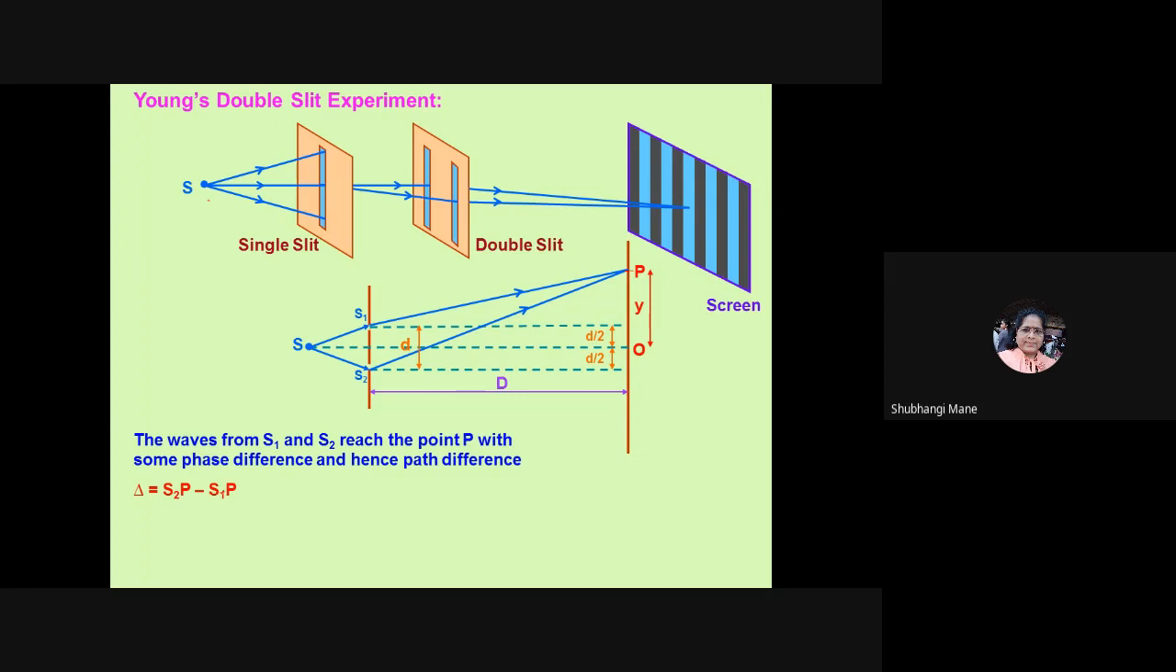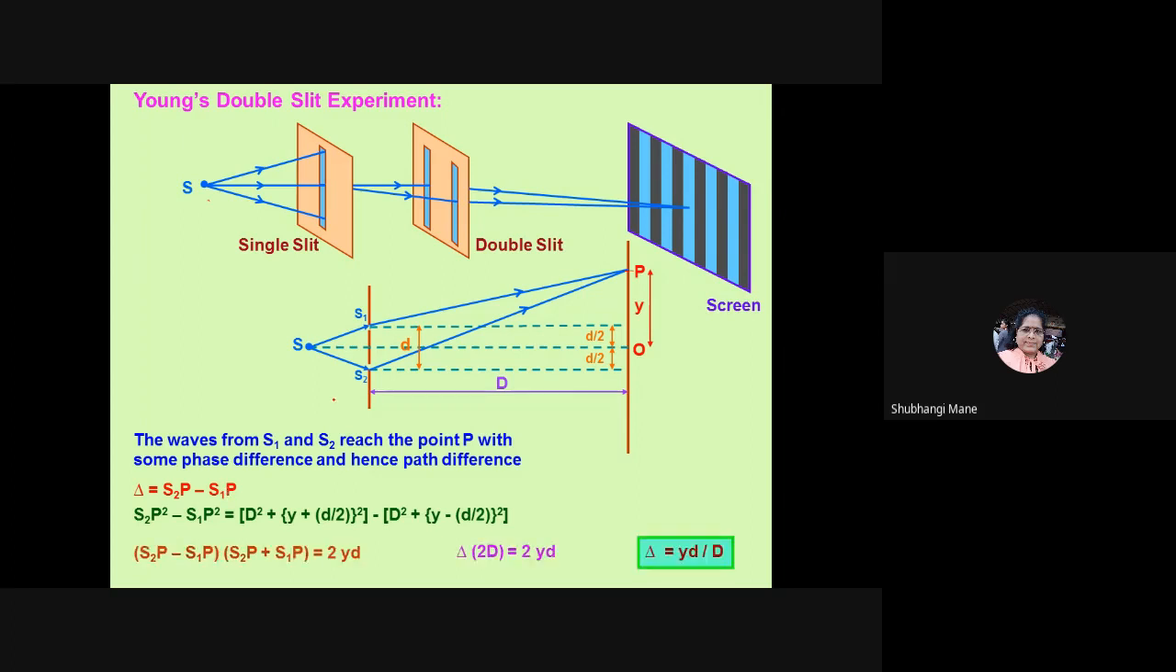Therefore the path difference is S2P minus S1P. If you solve this, we get the final expression for the path difference. You have already studied all these expressions; we are simply trying to revise the things. So the path difference is y into d upon D. What is D? This is the distance between the slits and the screen. Y is the distance from the central maxima to the location P, distance OP. OP is what? The displacement of a wave, you may call it.